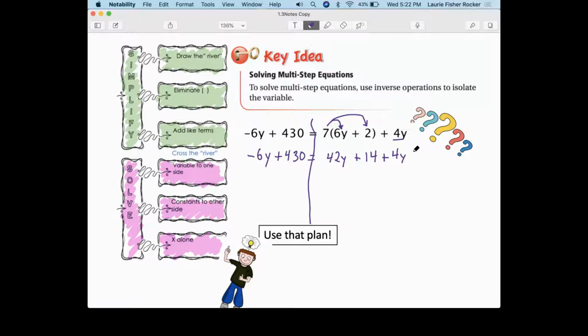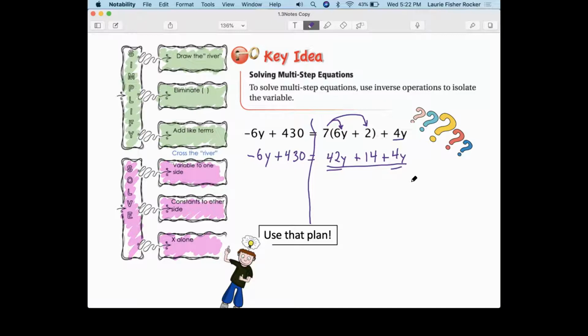We now look at the next thing. We need to add like terms. I look at the left side. There are no like terms. I have a y term, I have a constant term, but they're not like, so we're not going to do anything with that. Now I look at this side and I notice that I have a y term and a y term. So I'm going to combine like terms.